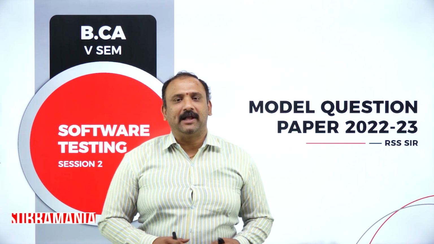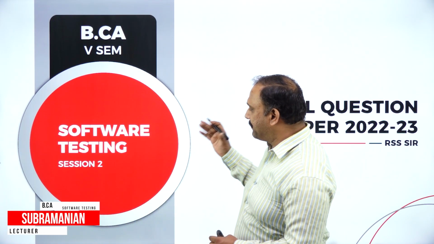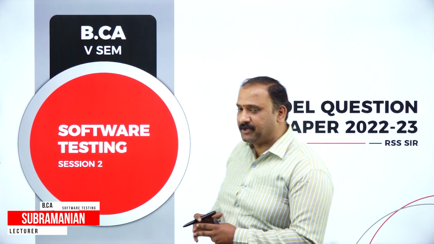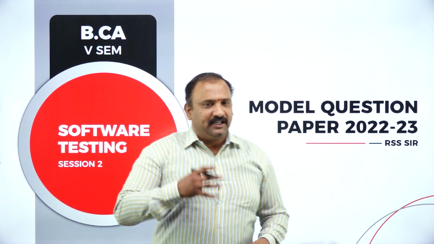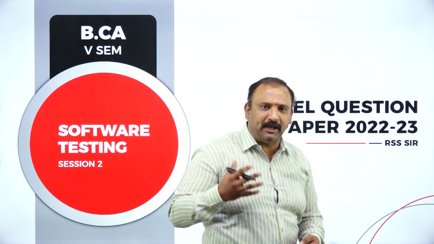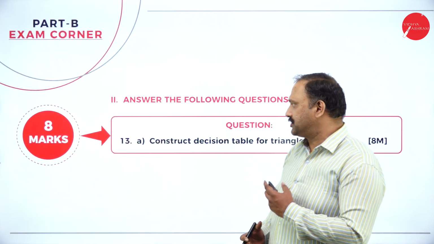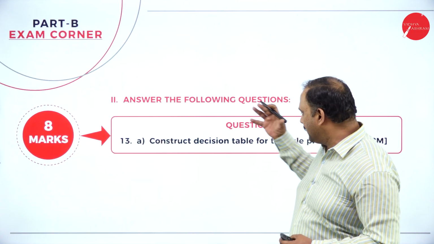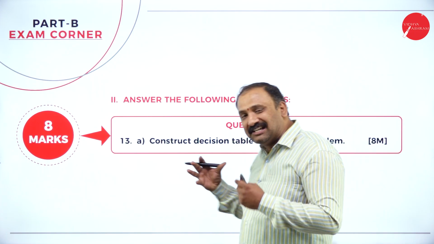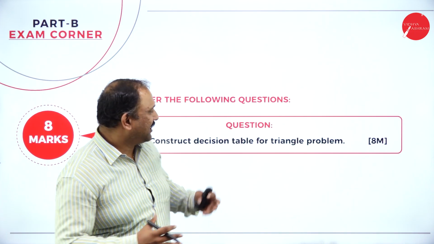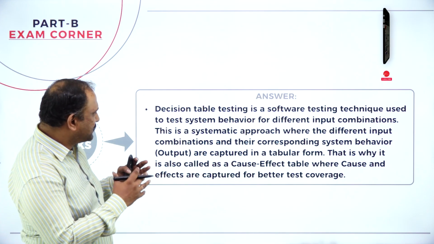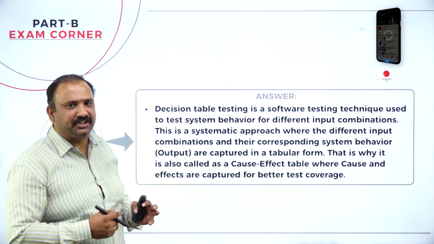Good morning and welcome to the model question paper solving in software testing, B.C.A. 5th semester. This is the second session where we are going to continue with the long type answers and questions. So let's go further. The first one is: construct a decision table for a triangle problem. And we're going to see here what a decision table is first.